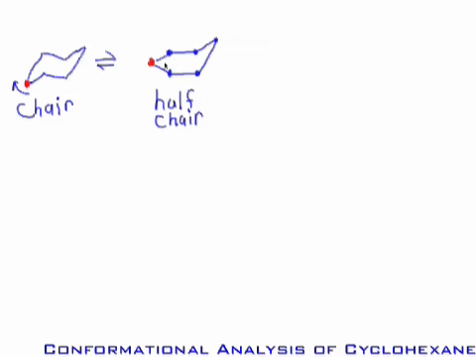Once you flatten out the molecule, the bond angle here jumps to 120, so there's a lot of angle strain. Also, the hydrogens coming off the flattened end are eclipsed, so there's a lot of torsional strain. So much so that this half-chair position actually becomes the highest energy state or problem state.